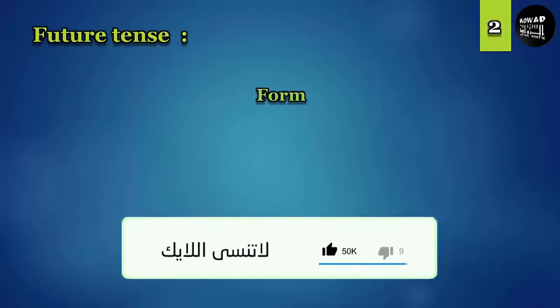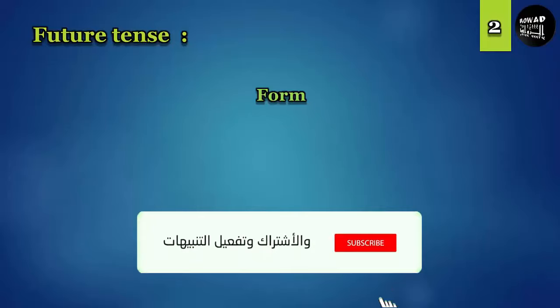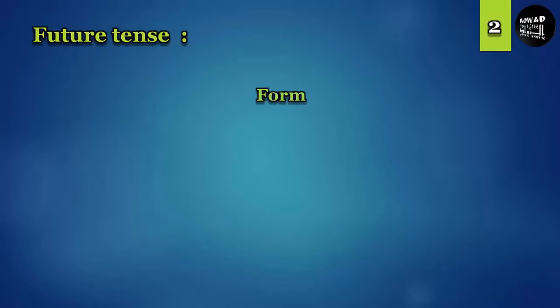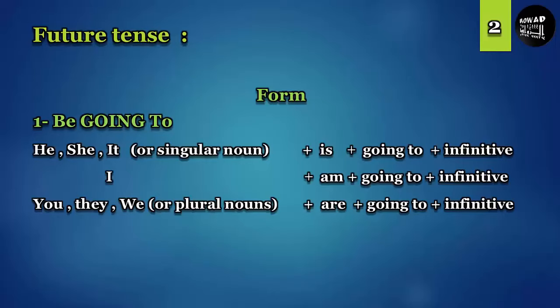أولا نبدأ في الصيغة أو الفورم الخاصة في زمن الفيوتشر المستقبل. في عندي أكثر من صيغة بقدر أعبر فيها عن الفيوتشر. أول صيغة هي be going to، وهذه الصيغة زي ما احنا شايفين تتكون من verb to be، is أو am أو are، بالإضافة لـ going to، ثم الانفينيتيف أي التصريف الأصلي للفعل.